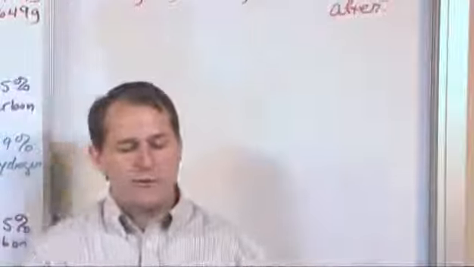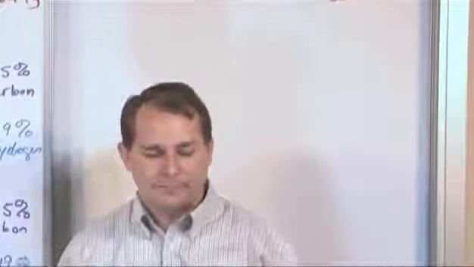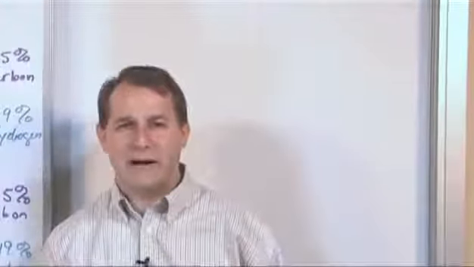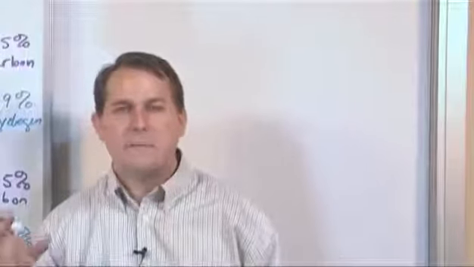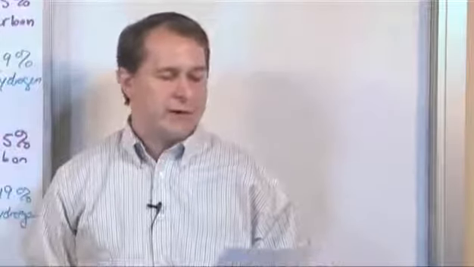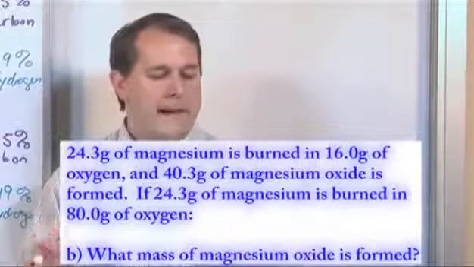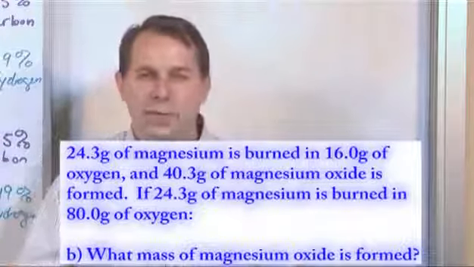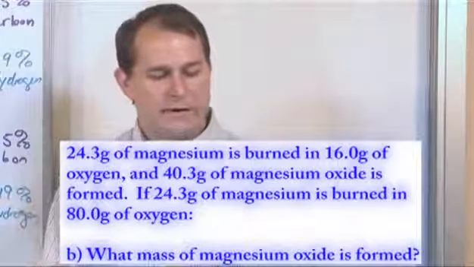And that's what kind of happens here. We start off with 24.3 grams of magnesium, we burn it in 80 grams of oxygen, but to find the mass of the substances total after the reaction still obeys the law of conservation of mass, so we just add them together. Now our second question is, what mass of magnesium oxide is formed? What mass of magnesium oxide is formed?